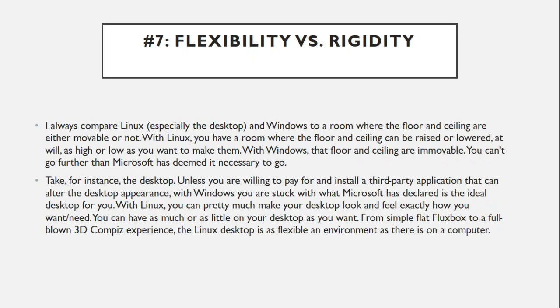Number 7. Flexibility versus rigidity. I always compare Linux, especially the desktop, and Windows to a room where the floor and ceiling are either movable or not. With Linux, you have a room where the floor and ceiling can be raised or lowered, at will, as high or low as you want to make them. With Windows, that floor and ceiling are immovable. You can't go further than Microsoft has deemed it necessary to go.